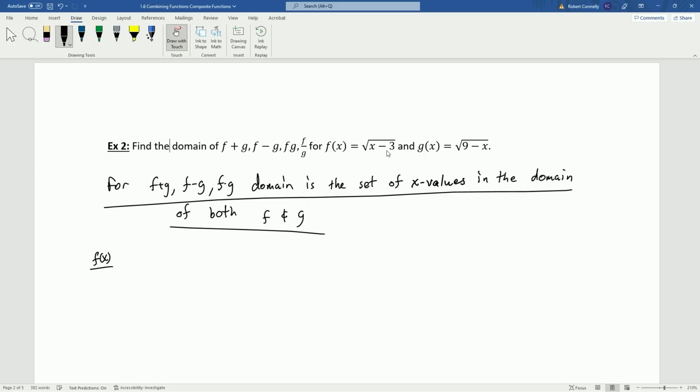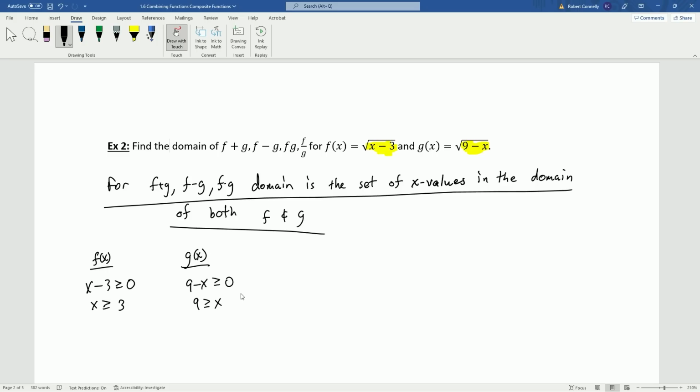Well, for f, we've got this square root here, so what's inside the square root has to be greater than or equal to 0. So x minus 3 has to be greater than or equal to 0, so x has to be greater than or equal to 3. And for g, we have 9 minus x needs to be greater than or equal to 0. So x needs to be less than or equal to 9.